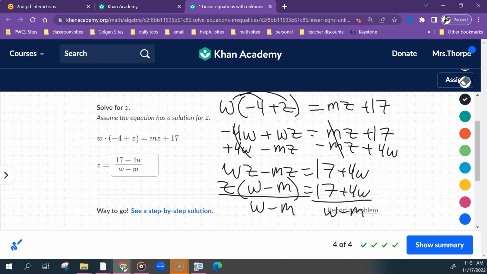So the type of problem depends on whatever you get. You'll either have parentheses or you won't. Sometimes you'll have 3 terms with the same variable, like 3 things with Z or 3 things with X that you'll all need to move to the same side, but the process is the same.